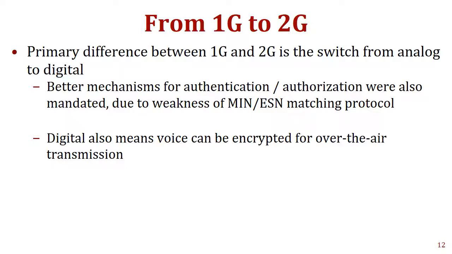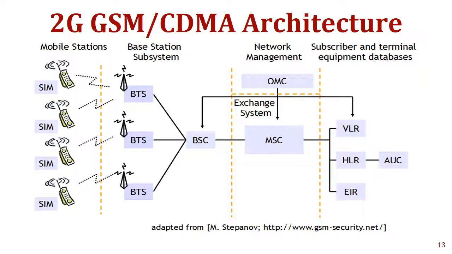The second generation's infrastructure also became more complicated. First, they have mobile stations, which are the phones, and the mobile stations talk to the base station. When the mobile station connects to the base station, it talks to the network management to let the network management know that a new device is added into the network. And all the data will be sent to the subscriber and terminal equipment database for management.